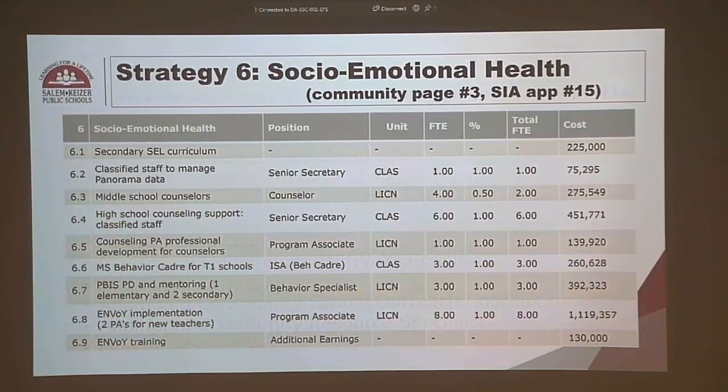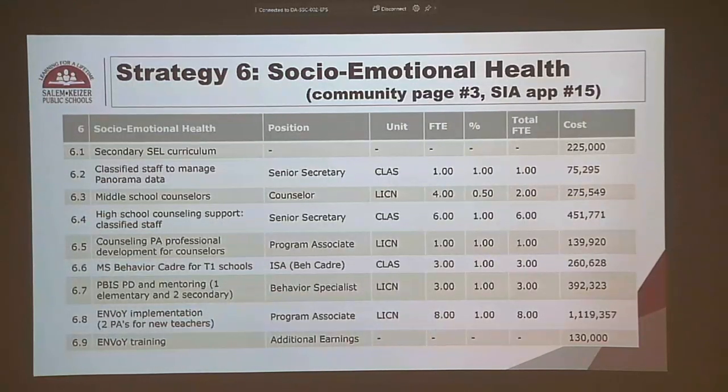So here are the dollars and cents of all of those strategies that we went through on those 3 slides. You'll see just over $200,000 set aside for curriculum. The secretarial classified staff to help manage the Panorama data in order to free up a school psychologist and not having to do that anymore. That's 1.0 classified staff. You'll see there's a total of 2 FTE needed in middle school counselors. That's actually 4 positions at 0.5 each.